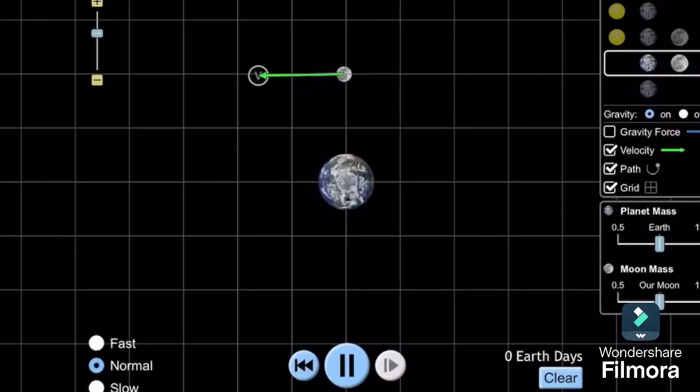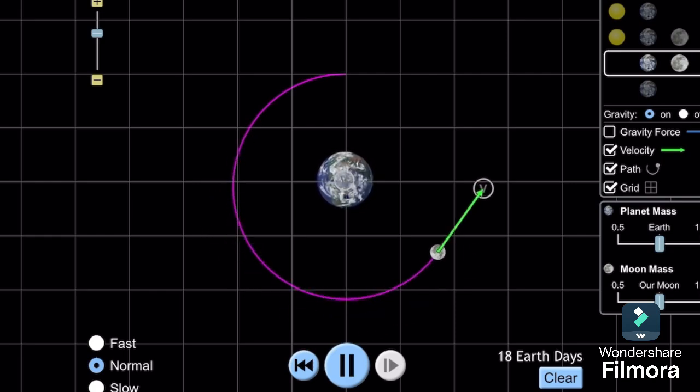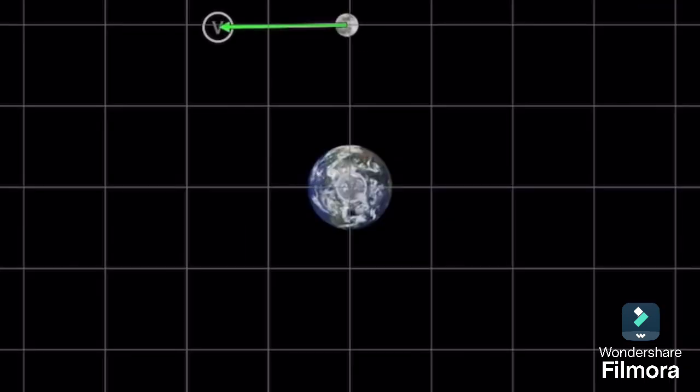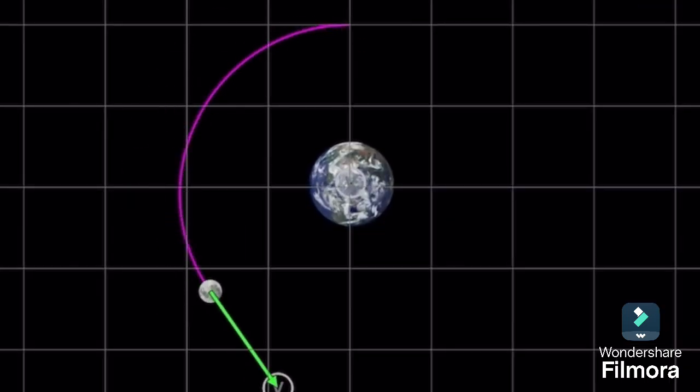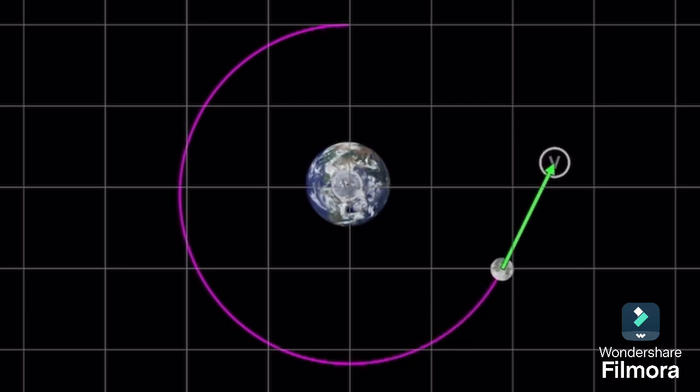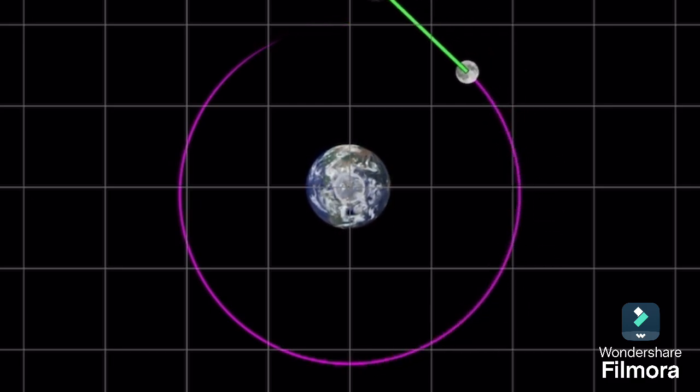We will begin by looking at a planet and moon simulation and examining their motion. In this simulation, the planet represents the Earth at 1 Earth mass, and the moon represents the Earth's moon at 1 moon mass. What we see when we run this simulation is that as the moon orbits, the Earth also moves as if it is orbiting around a common center of gravity.